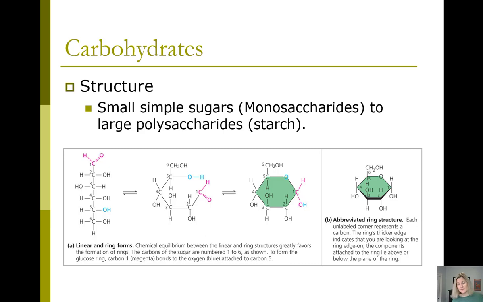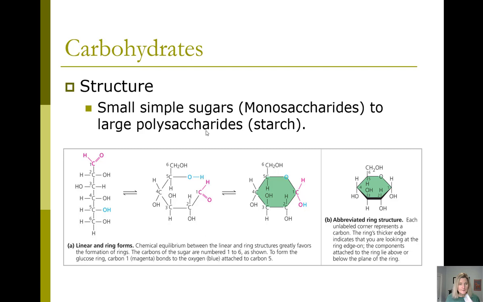So remember from the video, the carbohydrates are these macromolecules that are made up of subunits, and those subunits are called monosaccharides. So when we think of a carb, we think of sugars. And so the monosaccharides are the simple sugars. So those are going to be the monomers of the carbohydrate, okay?